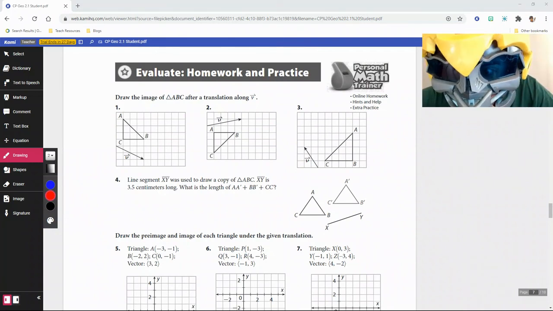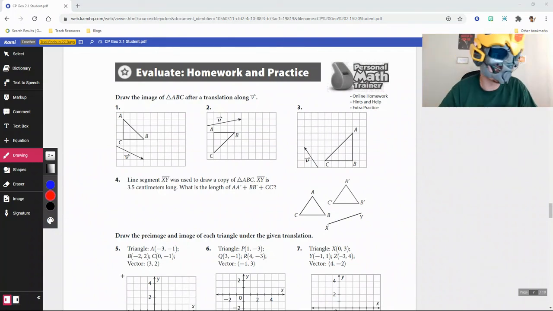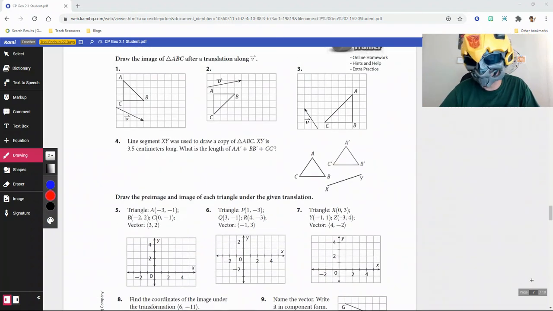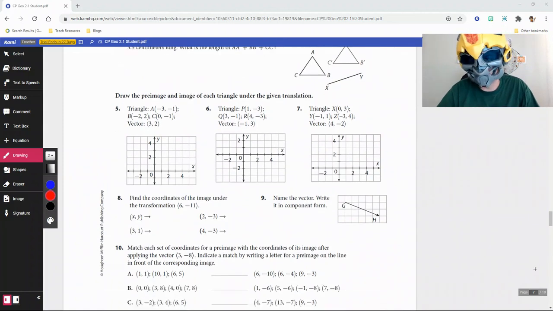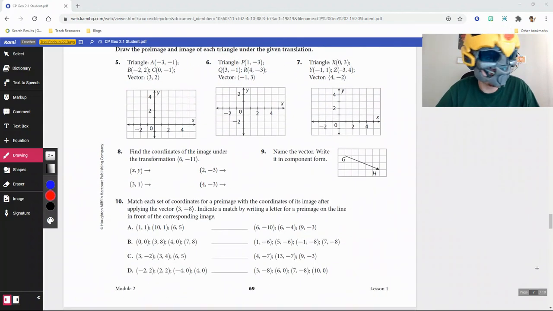So let's talk about what you're ready for: practice. Transformed again. I'm going to leave this for you in the assignment in the Google Classroom, but this is what the practice looks like. You have lots of opportunities to go over all the things that we did.